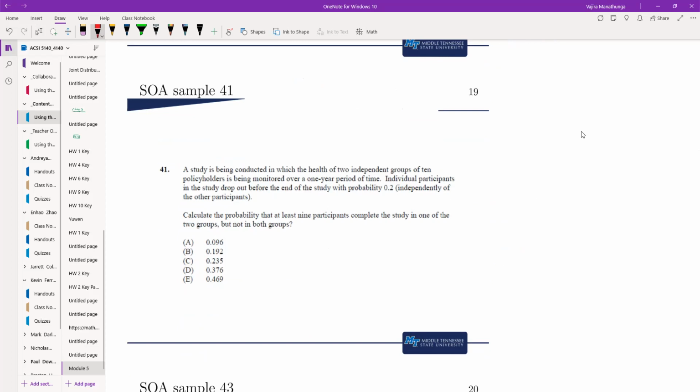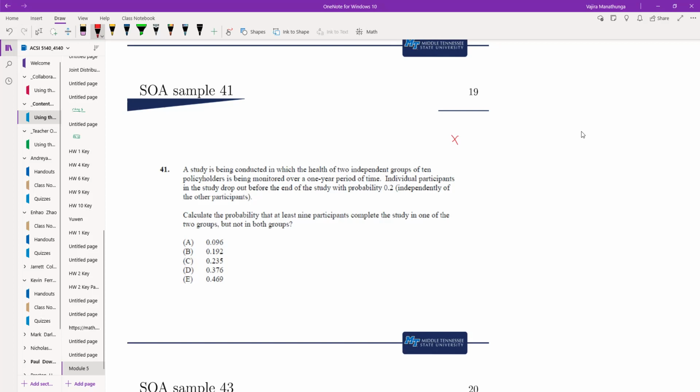So here you can see a study is being conducted in which the health of 2 independent groups of 10 policyholders is being monitored over a 1 year period of time. Each individual participant in the study group drops out before the end of the study with probability 0.2. Calculate the probability that at least 9 participants complete the study in one of the 2 groups, but not in both groups. So if we take one group, we want at least 9 to complete.